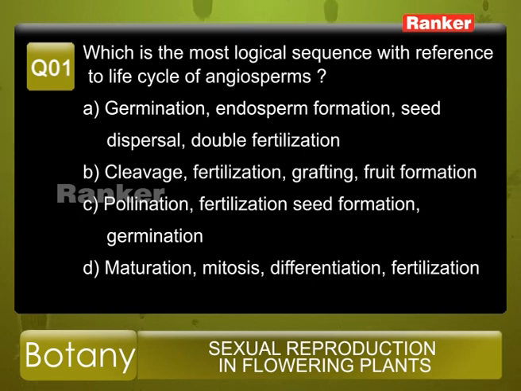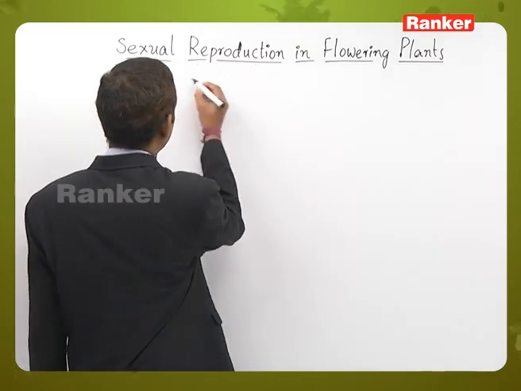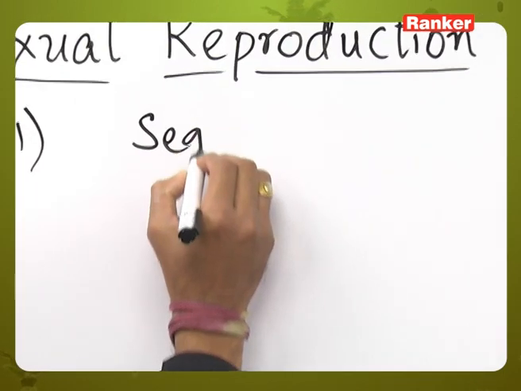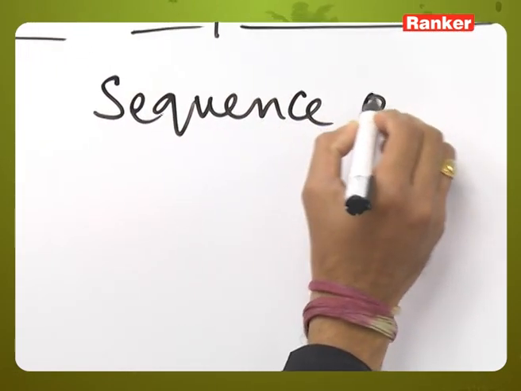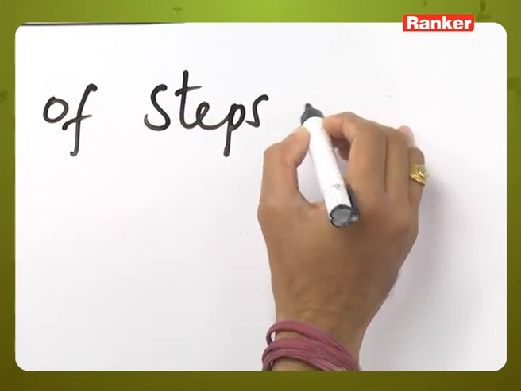Option B, cleavage, fertilization, grafting, fruit formation. Option C, pollination, fertilization, seed formation and germination. Option D, maturation, mitosis, differentiation and fertilization. So here the sequence of the steps which are taking place in the life cycle of flowering plants.